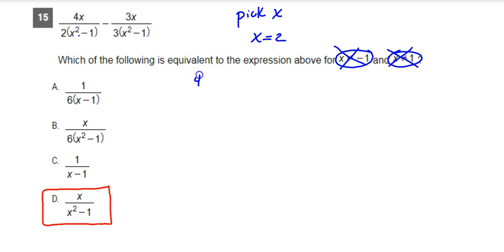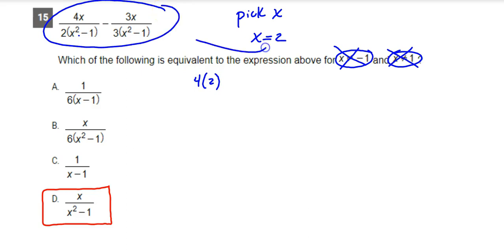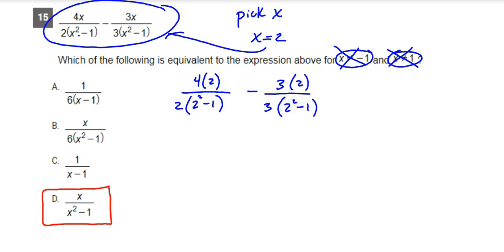So on the top, I'm going to have 4 times 2, basically plugging x equals 2 into that. So 4 times 2 over 2 times 2 squared minus 1. And then take away 3 times 2 over 3 times 2 squared minus 1. I'm going to see what answer that gives me, and whatever answer that gives me, my A, B, C, or D has to give me the same answer when I put 2 in. So let's see what we got.